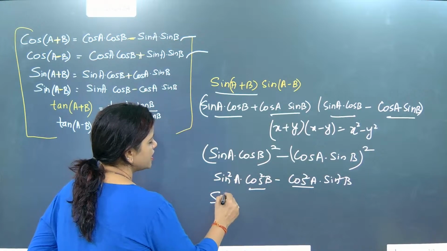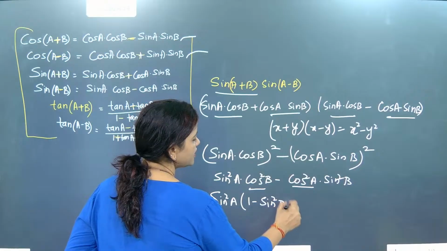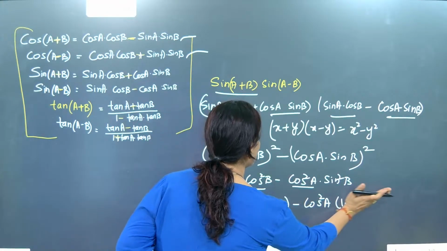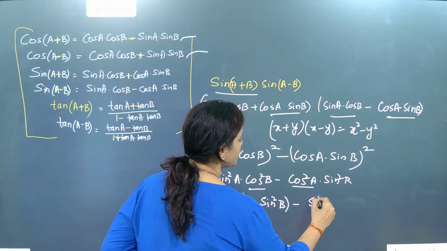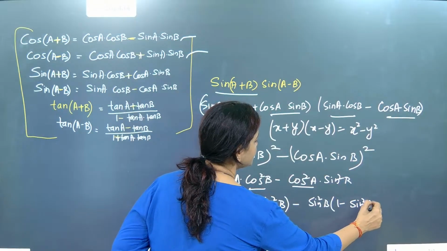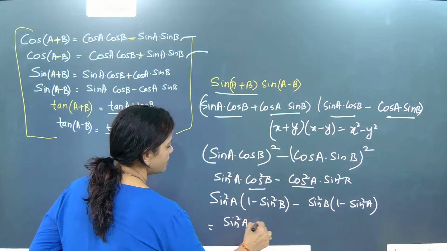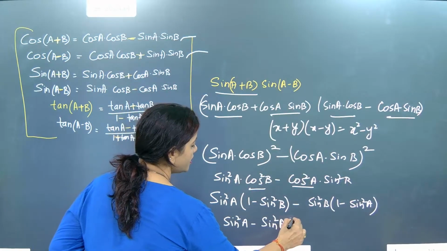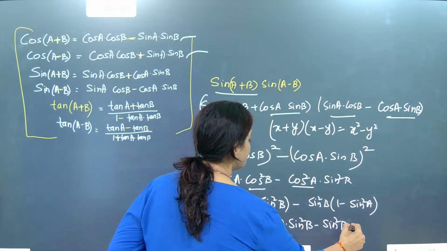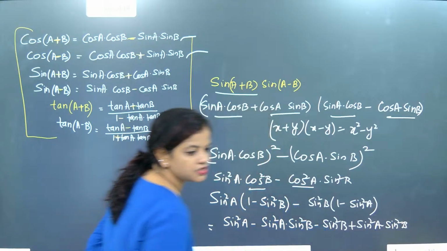So what I am writing is sin square A cos square B will become 1 minus sin square B. Cos square A, here it will become 1 minus cos square A. I am leaving sin square B, I am changing cos square A. So cos square A will get converted into 1 minus sin square A. That's it, bingo. So here it is coming as sin square A minus sin square A into sin square B, and there it is coming minus sin square B, and here plus sin square A into sin square B. So beta, this is the part you have to do.